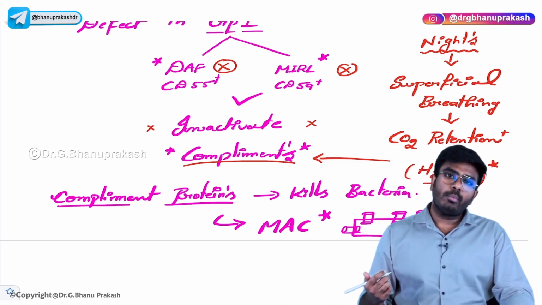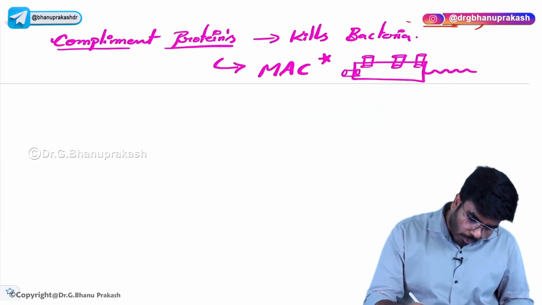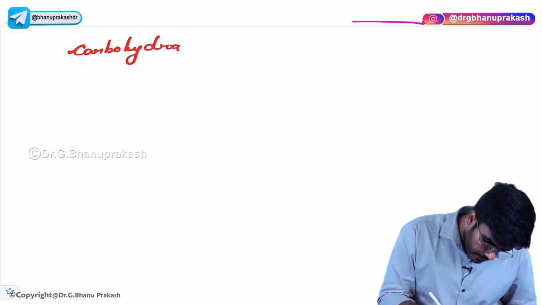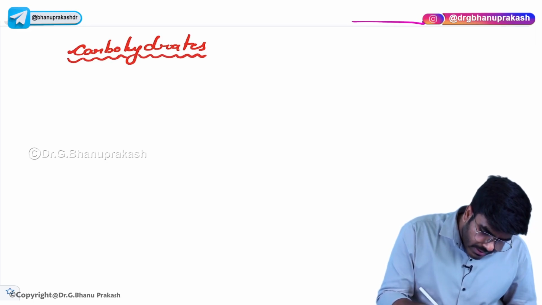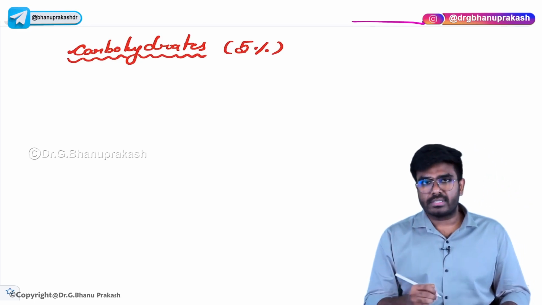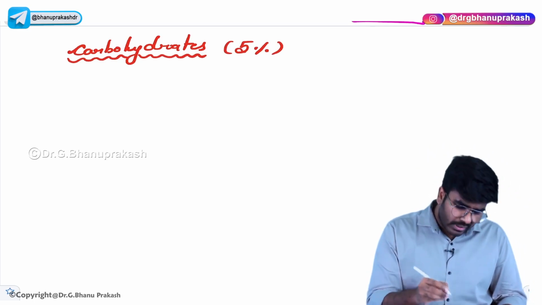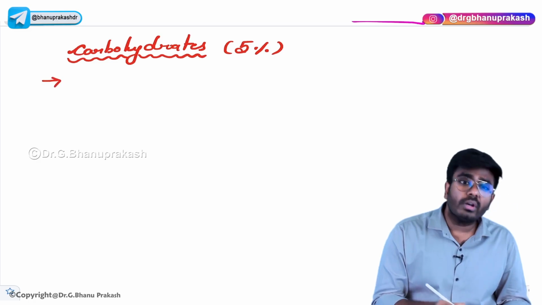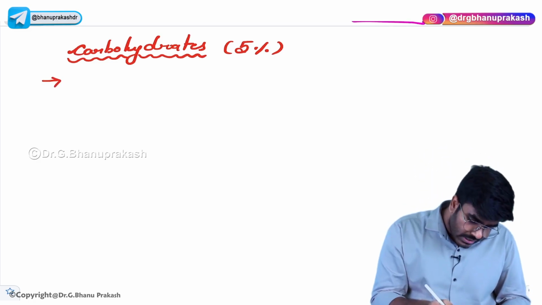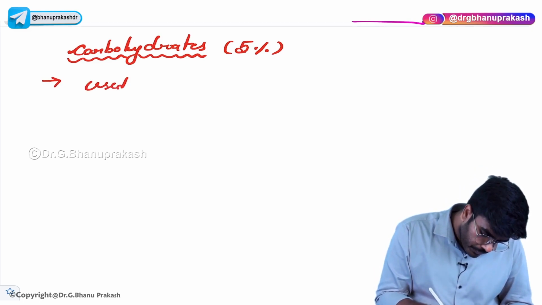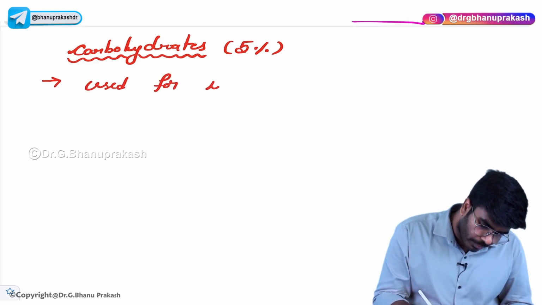Now after learning about these proteins, let's talk about the carbohydrates, guys. Carbohydrates account for only 5% of the cell membrane. There are different types of carbohydrates which you need to know for your exam, because these carbohydrates are used for blood grouping.